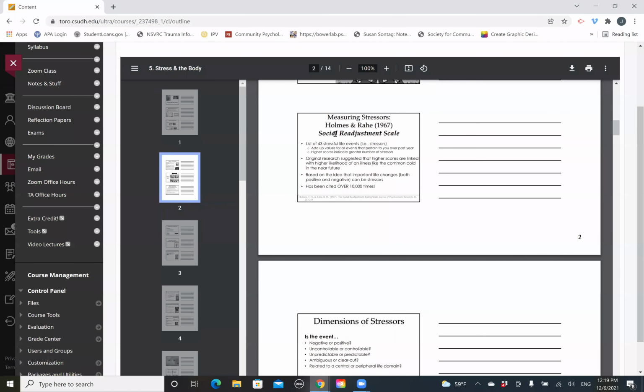Actually, the Holmes and Rahe social readjustment scale, I am actually using in my thesis, a list of 43 stressful life events. And it adds up values for all events that pertain to you over your past year, where higher scores indicate greater number of stressors. On mine, we used 32 of the 43. The score was like, if you have 150 and below, low stress, 150 to 300, moderate stress, 300 or above, then you've experienced extreme stress in the last year.